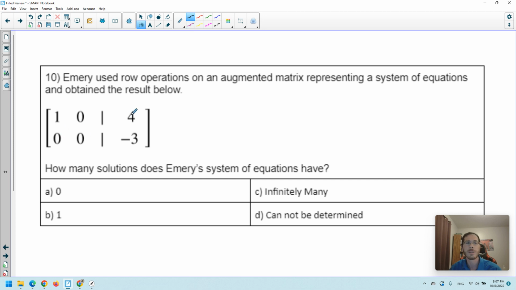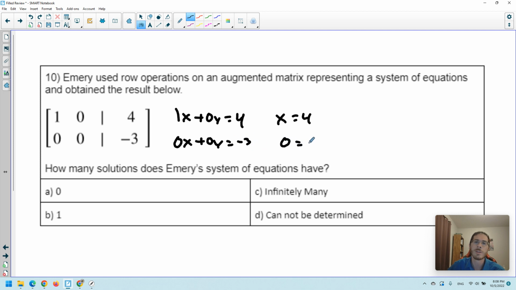So if we were to write this as a system of equations, this one would say 1x plus no y's is equal to 4, or x is equal to 4. So that seems pretty good. So far, so good. Here we have 0 x's plus 0 y's equals -3, which would say 0 equals -3. Well, that's not true. So this one has no solutions because 0 can never be -3.